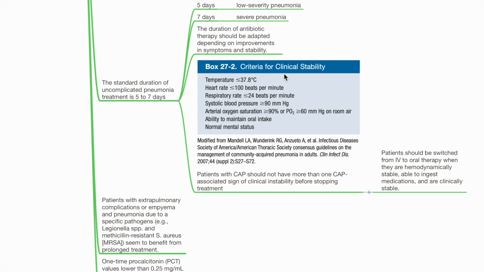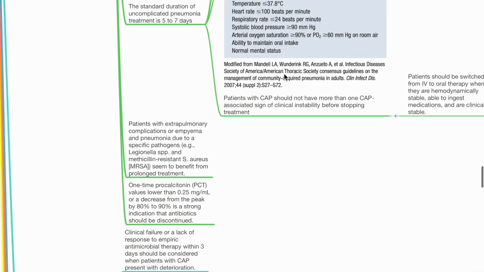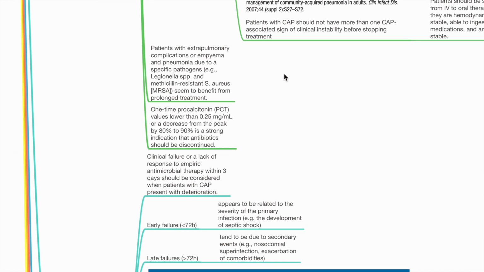Patients with CAP should not have more than one CAP-associated sign of clinical instability before stopping treatment. Patients may be switched from IV to oral therapy when they are hemodynamically stable, able to ingest medications, and are clinically stable. Patients with extrapulmonary complications or empyema, and those with specific pathogens such as Legionella or MRSA seem to benefit from prolonged treatment. One-time procalcitonin values lower than 0.25 mg per ml, or a decrease from the peak by 80 to 90% is a strong indication that antibiotics should be discontinued.